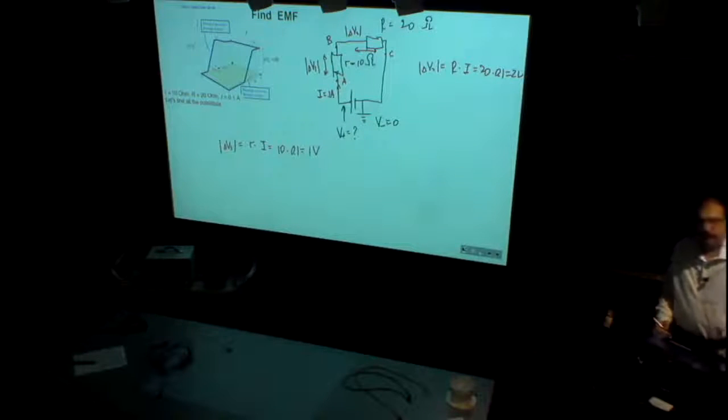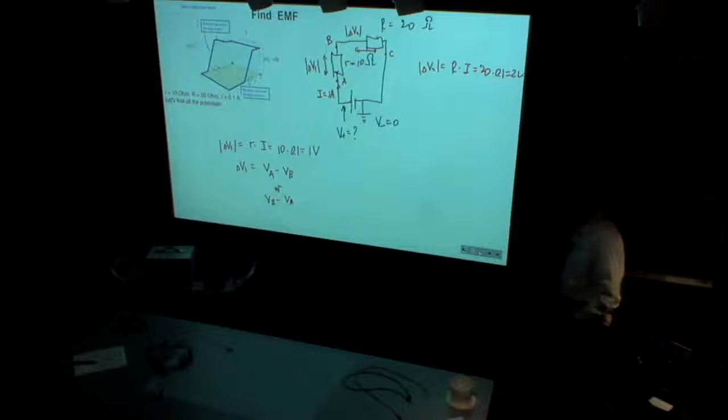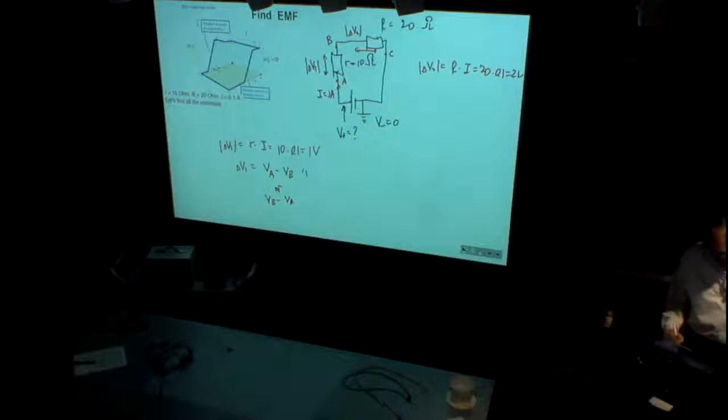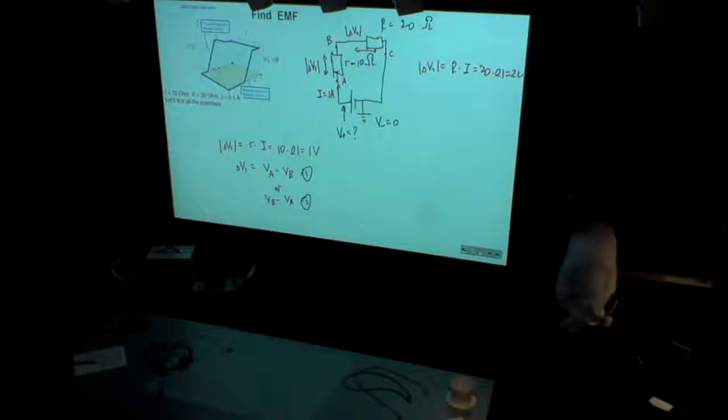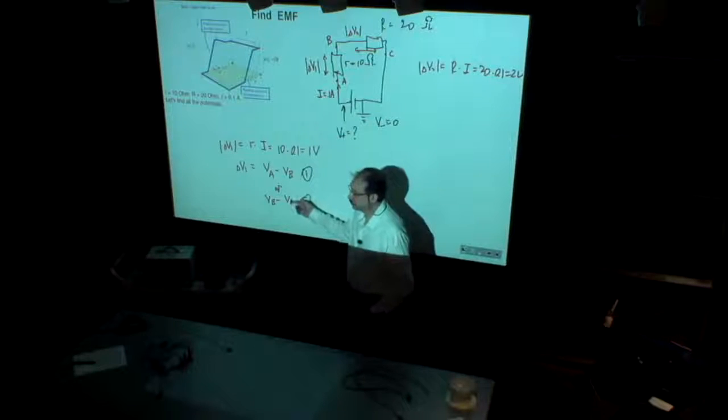But each voltage, according to its definition, is just a difference. For example, delta V1 equals potential at point A minus potential at point B, or potential at point B minus potential at point A. But of course, out of two choices, only one is correct. So please make up your mind. Is it this difference or this difference?